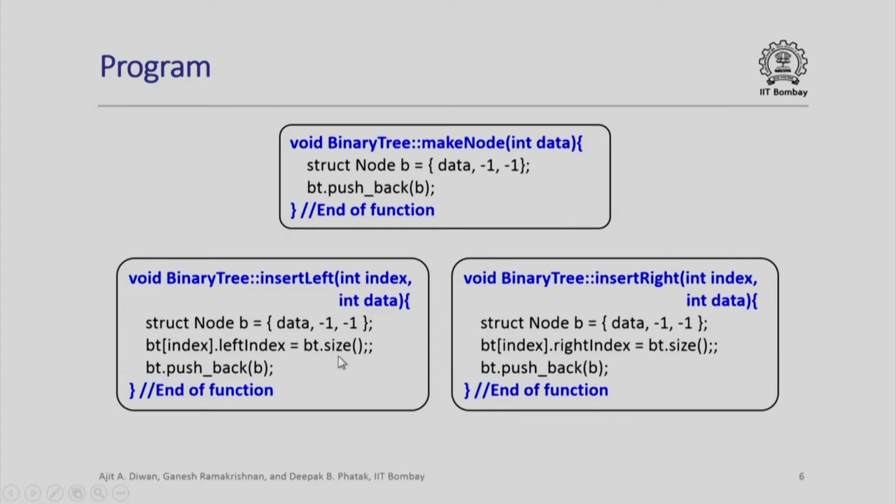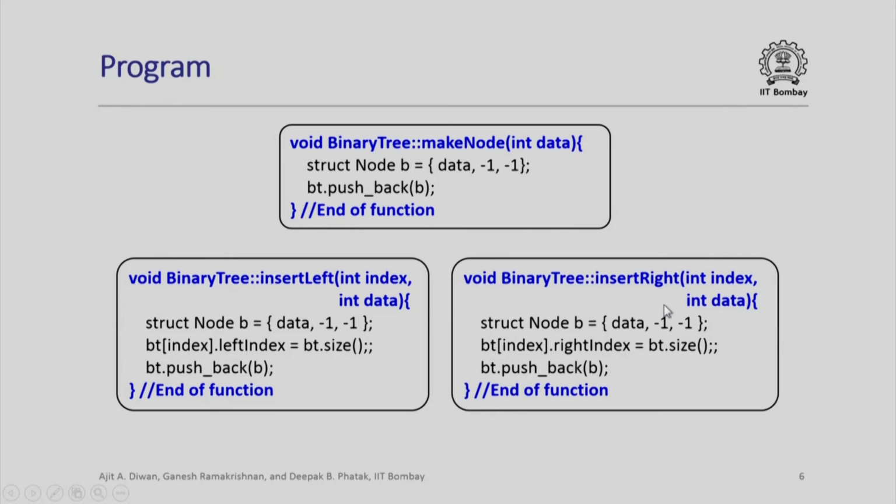What is the BT dot size? It depends upon how many nodes are there in the tree. So, if you have the size as only 1, this will have a value 1. When we push back B, this value B gets pushed back at that particular index value that we now wish to insert the new node in.